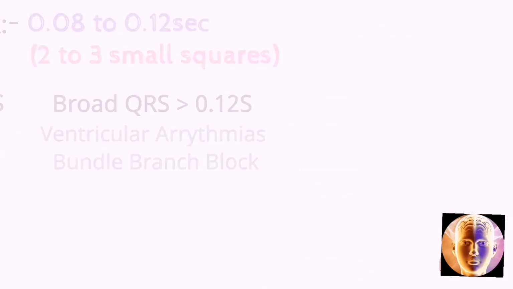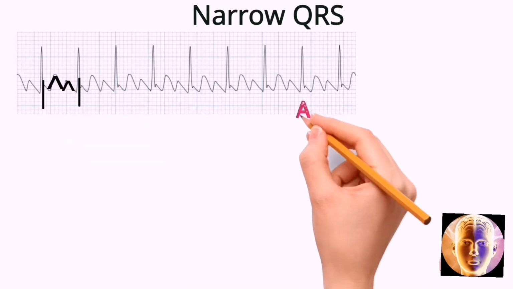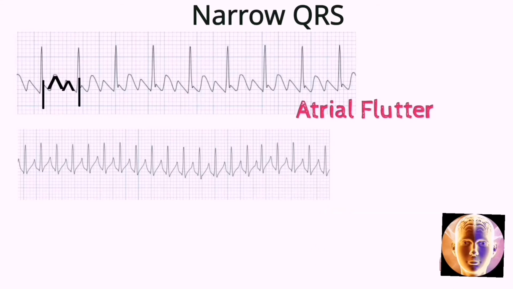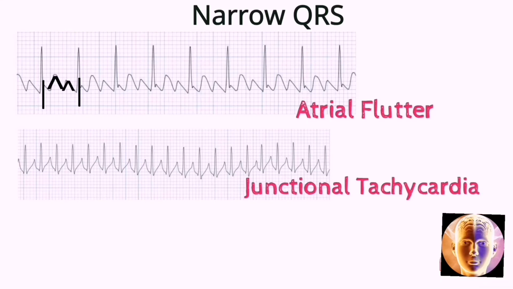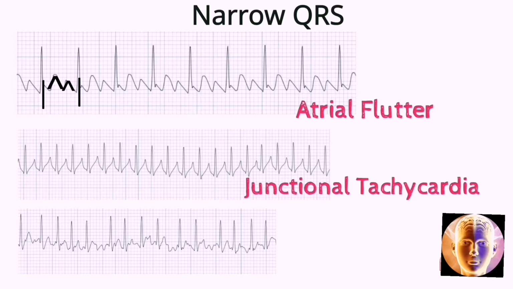In narrow QRS complex, for example, in this ECG strip, there are sawtooth flutter waves between two R waves. This is seen in atrial flutter. This is another ECG strip in which there is no identifiable P wave because it is buried in QRS complex. So this is junctional or nodal tachycardia. This is another ECG strip in which there is no identifiable P wave and irregularly irregular R waves. So this is atrial fibrillation.